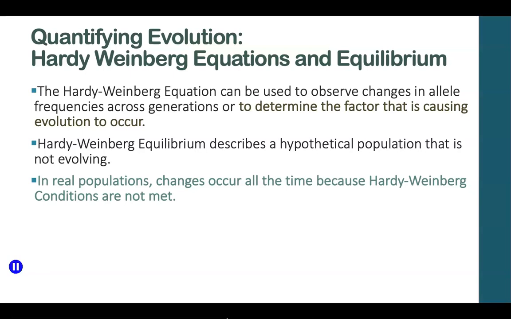So in order to use the Hardy-Weinberg equation, we need to make some assumptions or set some conditions. And that's simply because changes are occurring all the time. So we can assume that if our population was not changing, all of these conditions would be met. And so when we begin to look at the population, we can try to determine which one of those conditions is being violated and therefore which condition is causing our population to change.